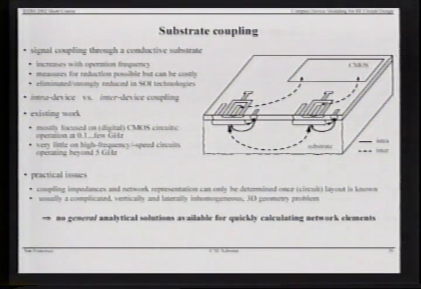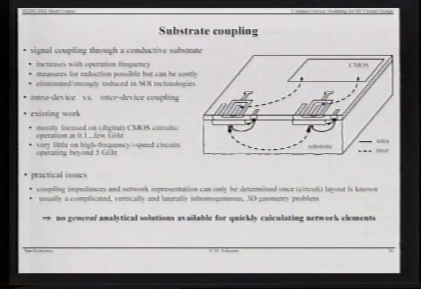There are two different things, although the modeling methods can be similar. The existing work is mostly focused, let's say, on digital CMOS circuits, mostly resistive couplings up to a couple of gigahertz. There is very little on frequencies much higher than 5 gigahertz. For instance, frequencies up to 40 gigahertz in fiber optic systems.